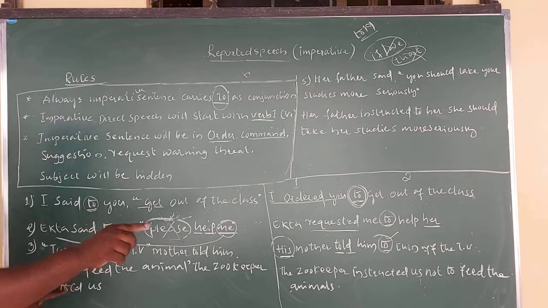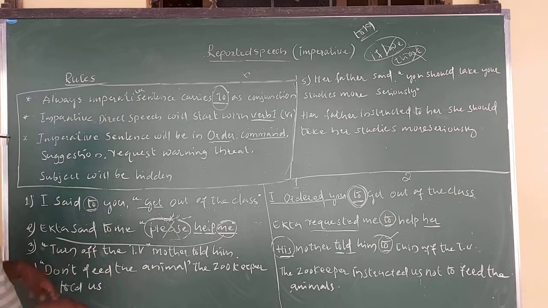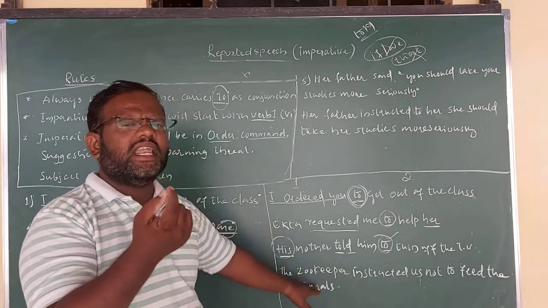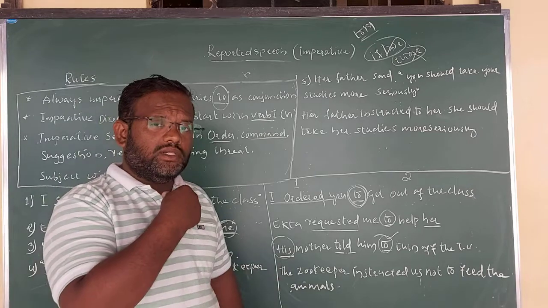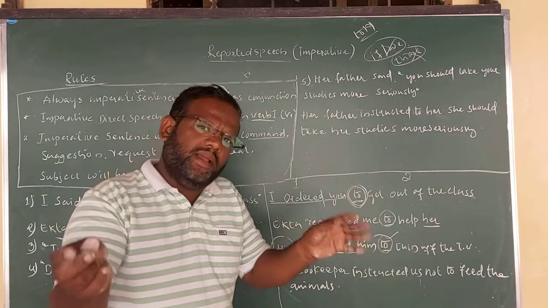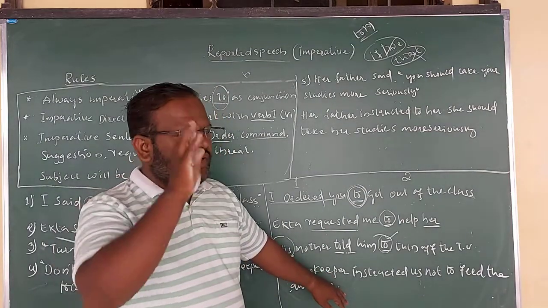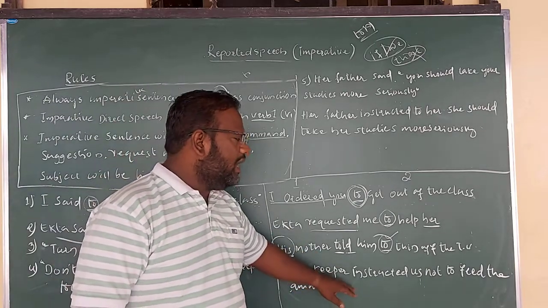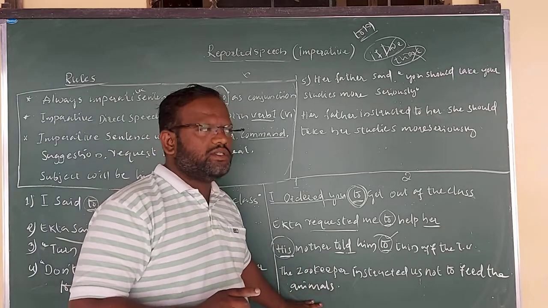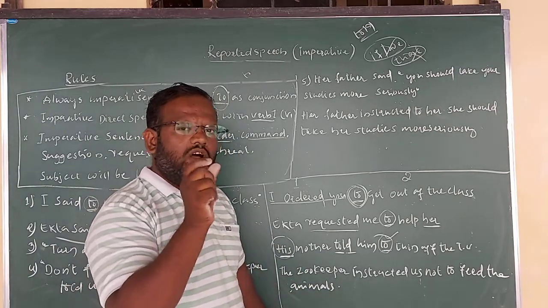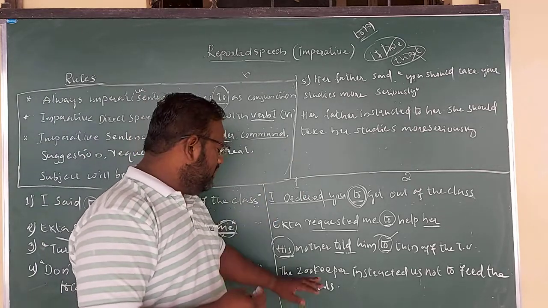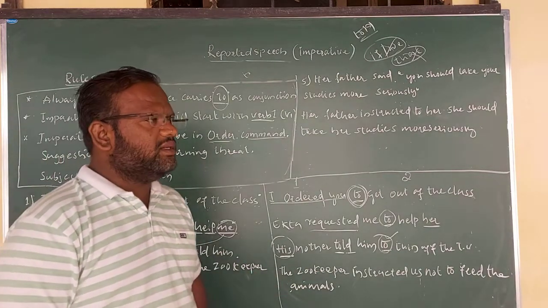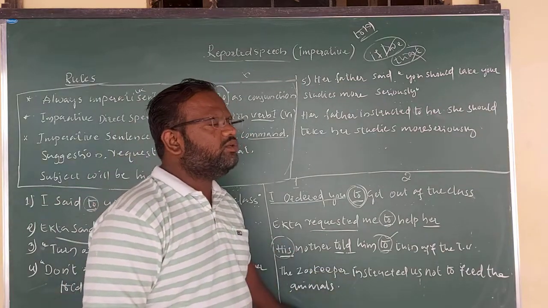So here, don't feed the animal. The zookeeper told us. We'll change it into indirect speech. The zookeeper instructed us, because it is an instruction, okay? If the zookeeper's voice is quite harsh, let us imagine like that, we may write like that also. If you are imagining the voice is really very harsh, then we can use the word "told": the zookeeper told us not to feed the animals. Or if it is a little soft one in an instructing manner, then we can use: the zookeeper instructed us not to feed the animals.